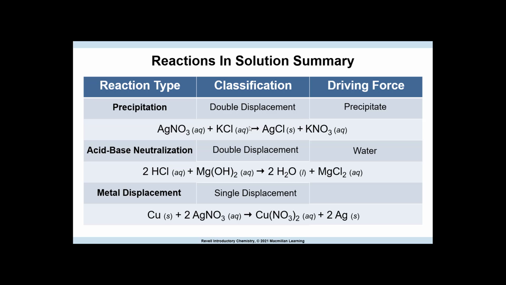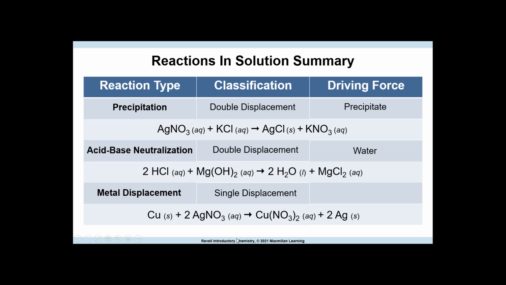Let's briefly summarize these ideas. Precipitation reactions involve the combination of two solutions to form a solid product. They are double displacement reactions. The formation of the precipitate is the driving force for these reactions. Acid-base neutralization reactions involve the combination of an acid and a hydroxide base to form water plus a salt. They are double displacement reactions. The formation of water is the driving force for these reactions. Metal displacement reactions involve the reaction of an elemental metal with the ions of another metal. These are single displacement reactions. We'll discuss the driving force of these reactions in chapter 14.